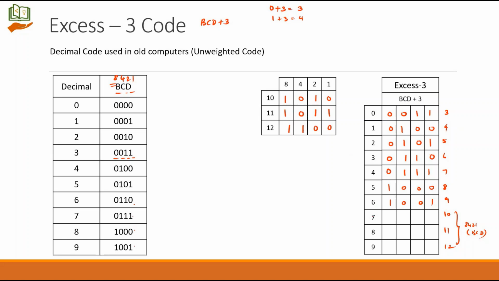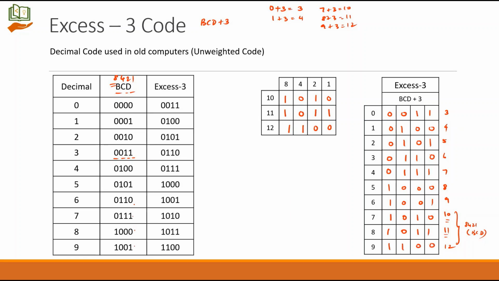Now, 7, 8, 9 are taking values from 10, 11, 12. It is because 7 plus 3 is equal to 10, 8 plus 3 is equal to 11, 9 plus 3 is equal to 12. What about 7 now? We have to write 10's value. So, 1010. The value 11 will be 1011 and 12 will be 1100. So this is the XS3 code.